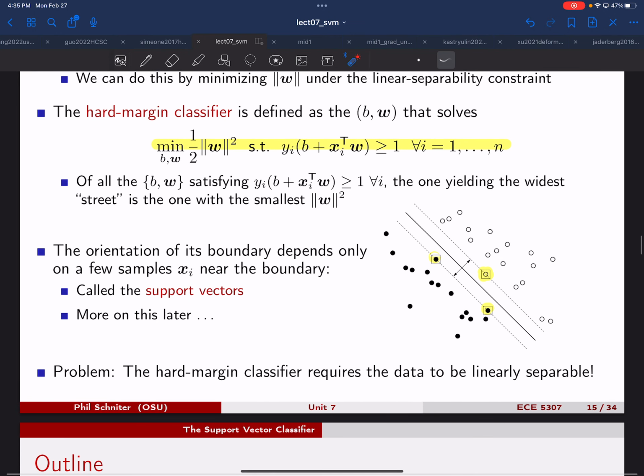So that's kind of, we're putting everything together. And these specific points, the ones that determine the boundary, these are called the support vectors. That's the name they have. And it's just going to be some subset of your training data, the ones you're going to pay attention to. The rest, essentially, you're going to ignore.